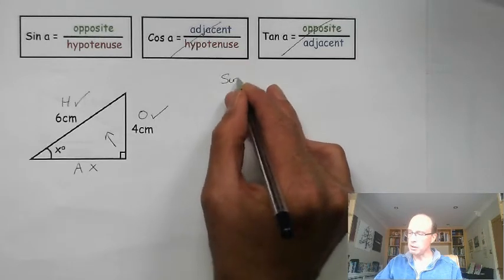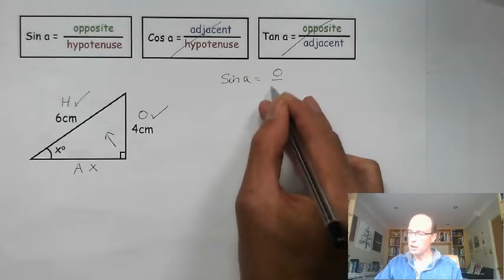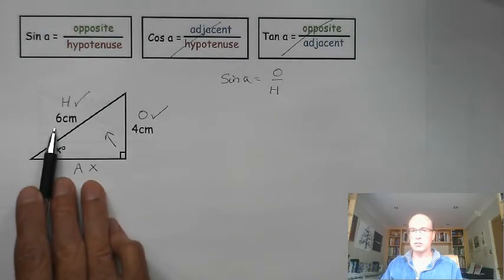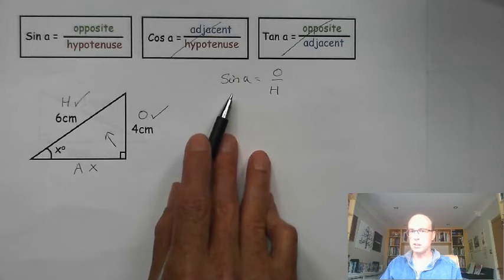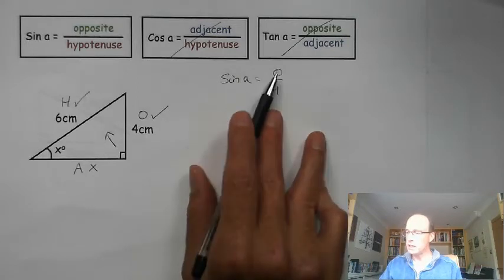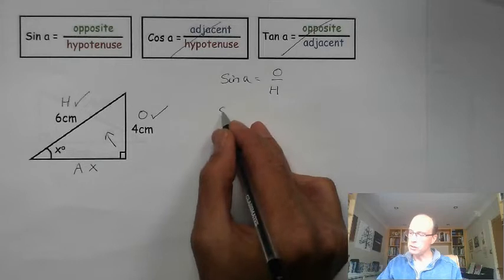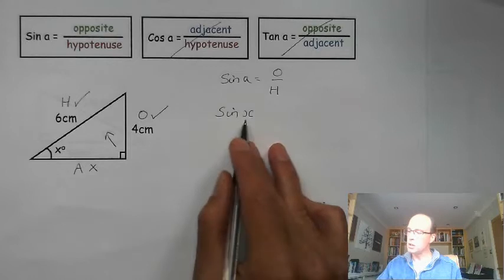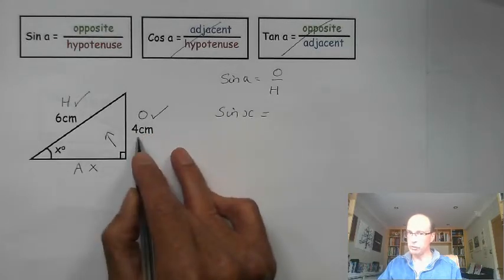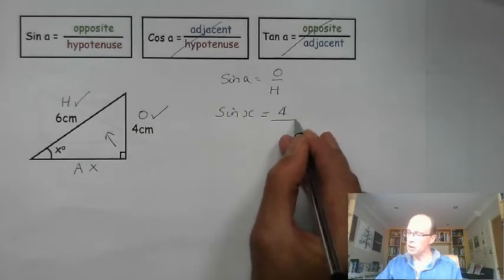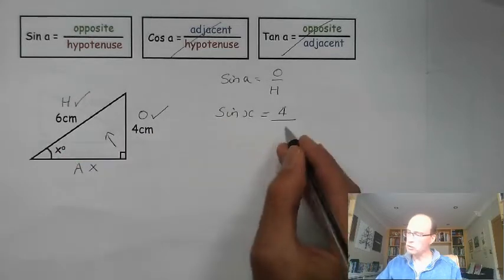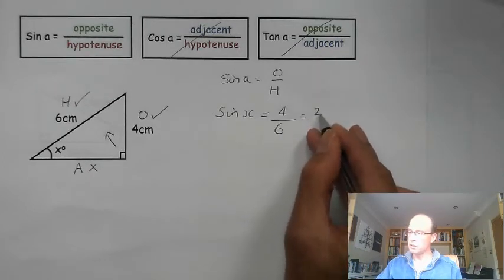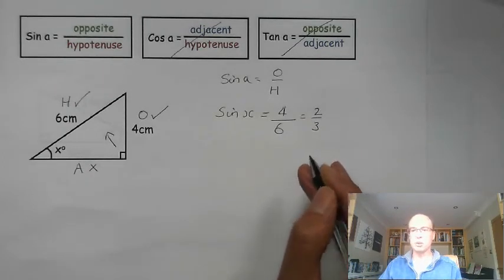I'm going to write that down. So sine A equals O over H. I know the opposite value, it's 4, I know the hypotenuse, it's 6. In this case we're looking for the value x, don't know what it is yet, so sine x is equal to the opposite value, which is 4, divided by the hypotenuse, which is 6. So sine x is equal to 4 over 6, I can simplify that down, that's 2/3, 0.666.